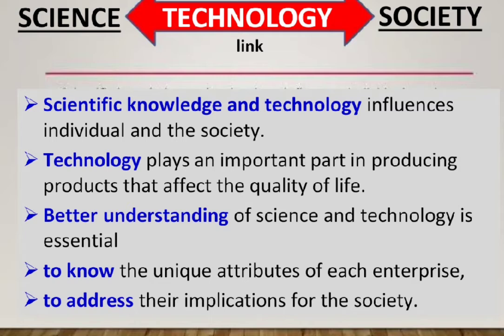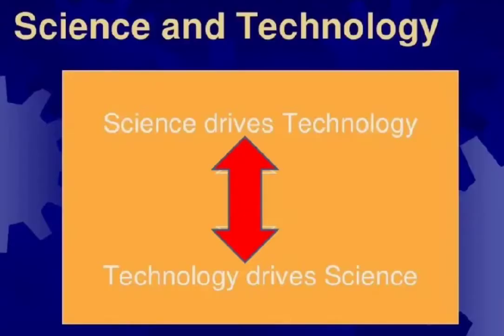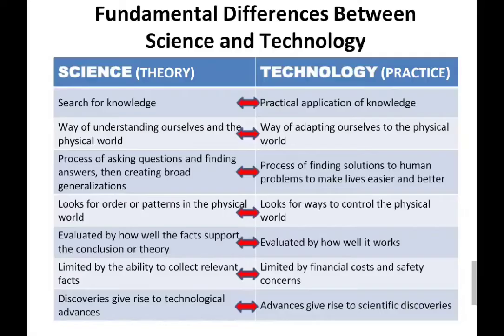Better understanding of science and technology is essential to know the unique attributes of each enterprise and to address their implications for the society. So, here are the interconnections between science and technology. Science derives technology, and technology derives from science. So, we have the fundamental differences between science and technology. Science, or the theory, searches for knowledge. The technology is the practical application of knowledge.